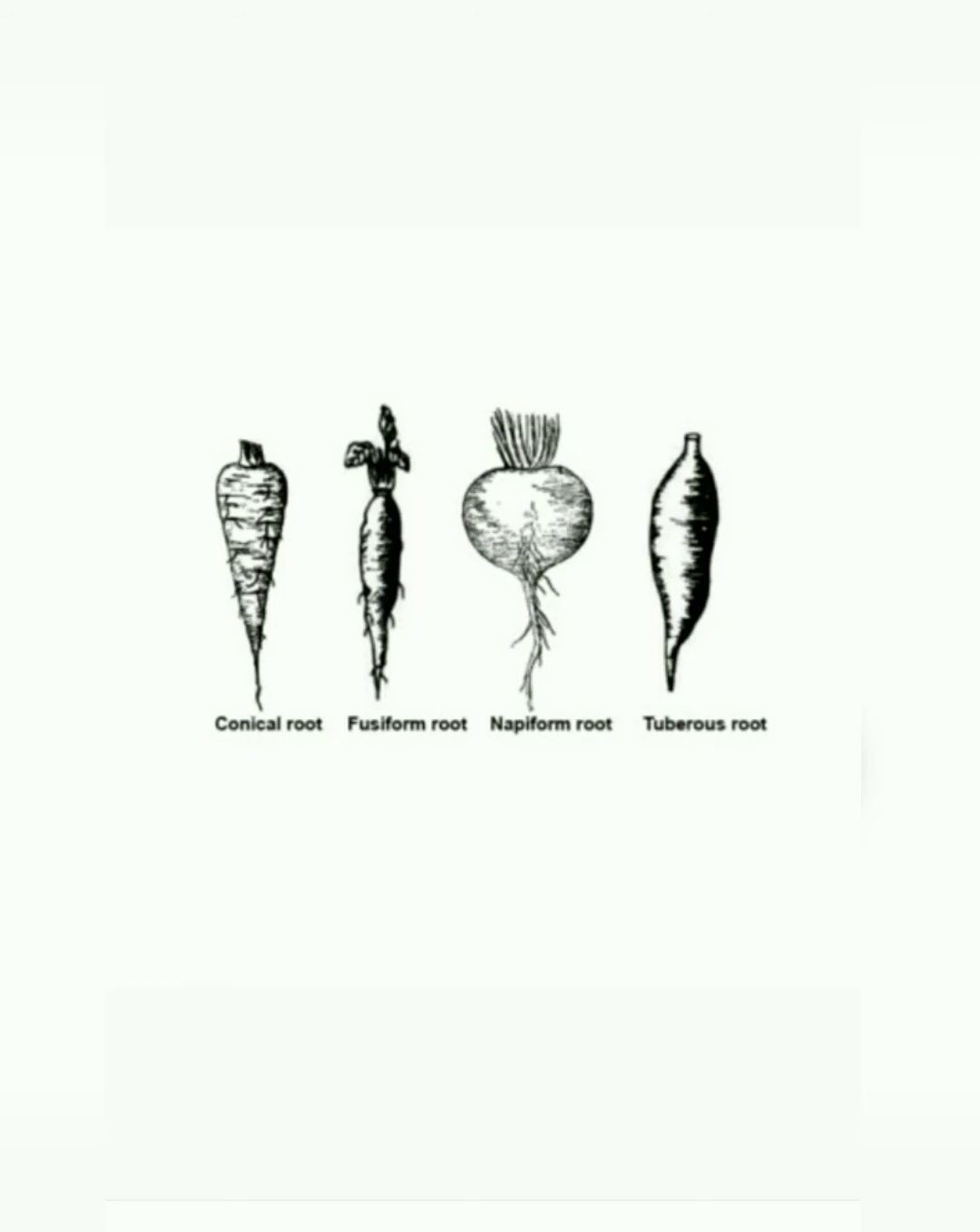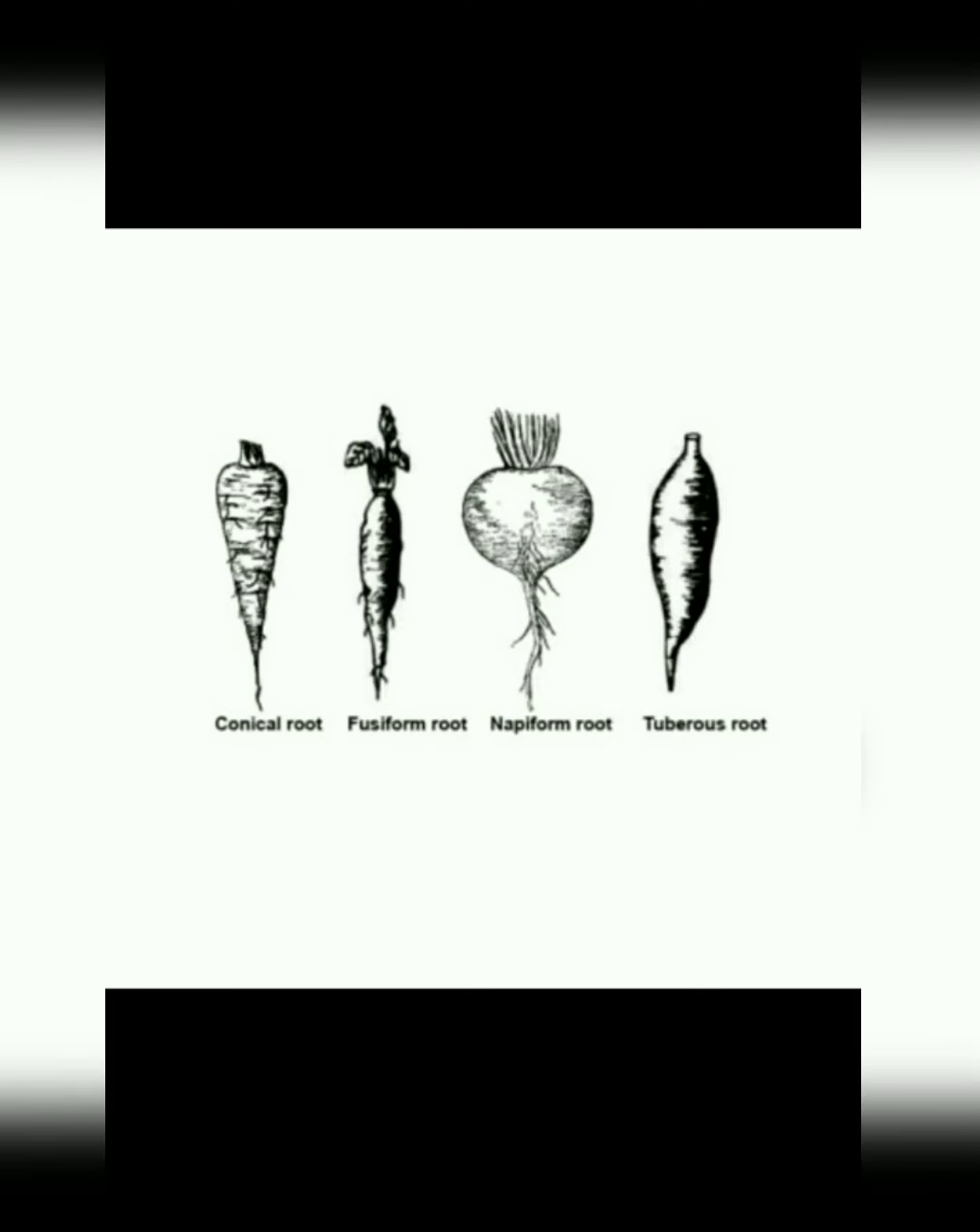Fusiform root is generally seen in radish, Raphanus sativus. It is thick or swollen in the middle part, and a little bit tapered at the top and at the apex at the bottom. I mean, in this picture at the bottom, you can see it is tapered at both the ends. In napiform you can see beetroot, Beta vulgaris, we have studied the example.